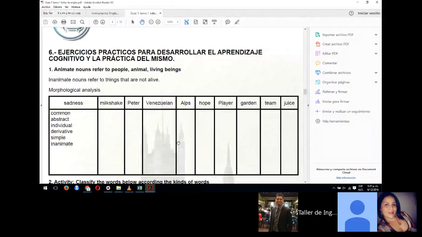There is an exercise about the morphological analysis. Okay, we have 10 words: sadness, milkshake, Peter, Venezuelan, Alps, hope, pleasure, garden, teen, and juice. You have to do the morphological analysis of these words. There are 7 characteristics of that.